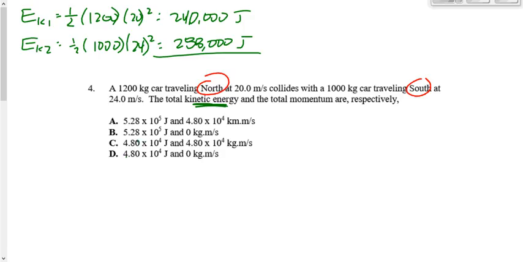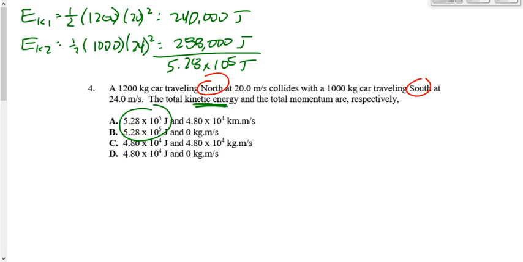Is that right? Ryan, what's wrong with that? It's not negative. How come it's not negative? It is the kinetic energy. Good. And kinetic energy is a scalar. So we don't pay any attention to direction. We just simply add those up the way they are without regard to north, south, east, west, whatever. We get 5.28 times 10 to the 5 joules. Good. Answer has to be either A or B.